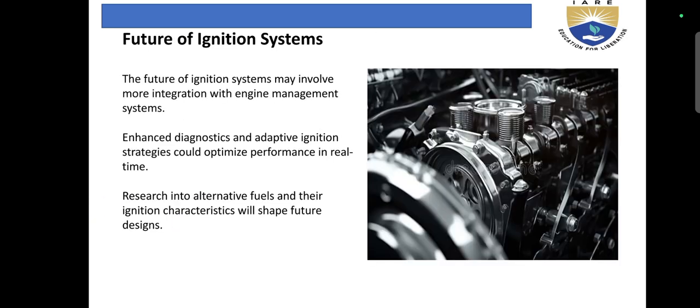Future of ignition systems. The future of ignition systems may involve more integration with engine management systems. Research into alternative fuels and their ignition characteristics will shape future designs.